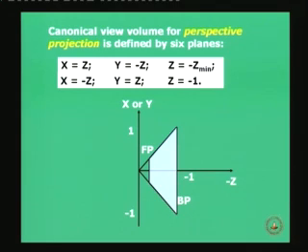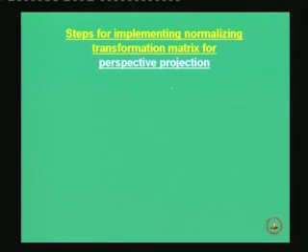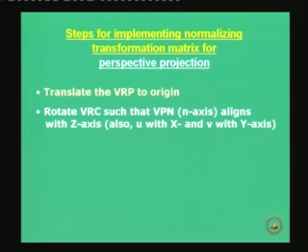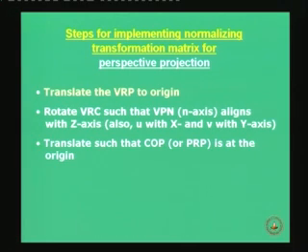We are having a side view in the xz or yz plane only, we are looking. If you look into either xz or yz, you will have this figure. It is basically a pyramidal structure. Okay. I will quickly go through the steps. It is almost the same. Translate the VRP to the origin, rotate the VRC. The second step is also the same. You do not need a shear now.